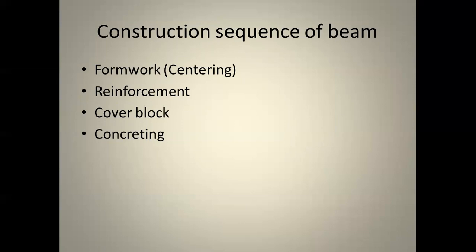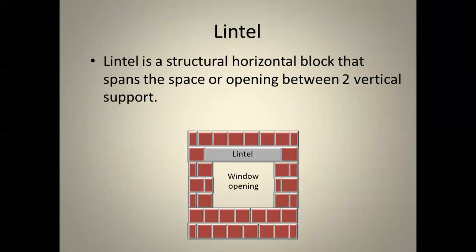Now we'll see the younger brother of a beam, which is nothing but a lintel. A lintel is a structural horizontal block that spans the space or opening between two vertical supports. See, this is a window opening. So we have two vertical supports on this side. Above that we will have an RCC structure, which is a small beam, that is known as a lintel. The purpose of the lintel is to carry the load of the brick above the top of the opening, and on the exterior side we can provide a sunshade only if we have a lintel.